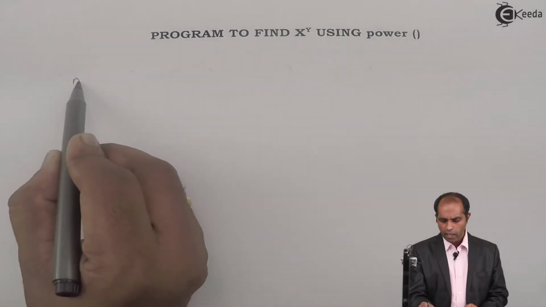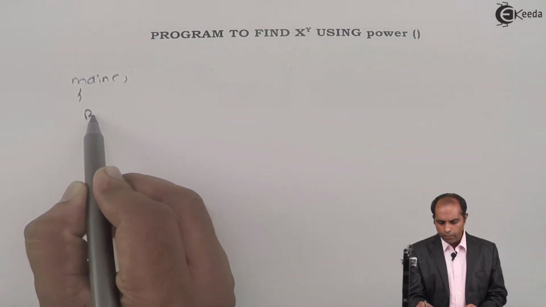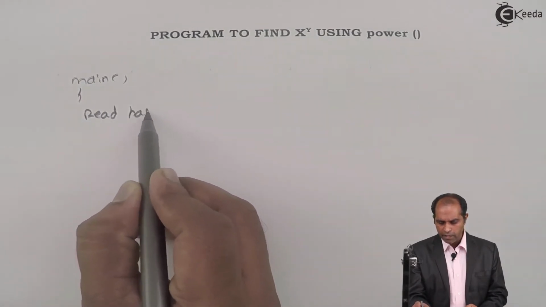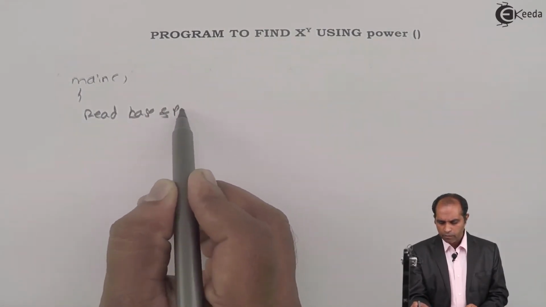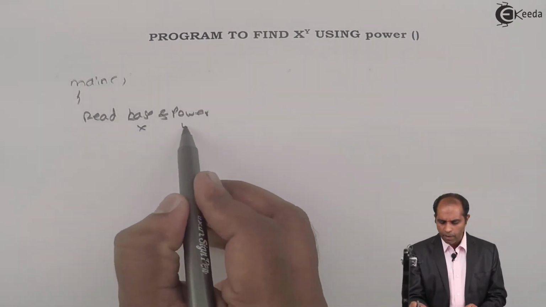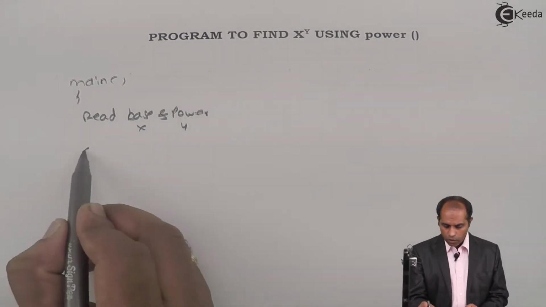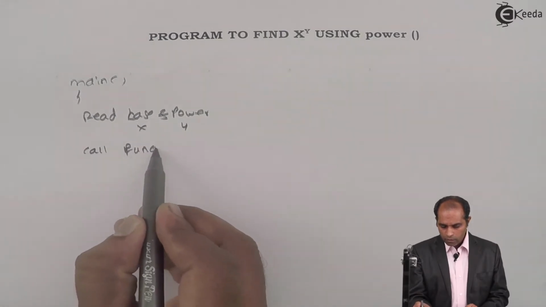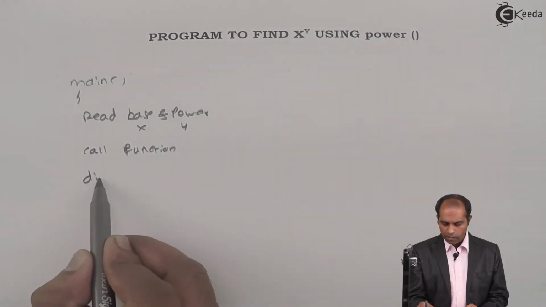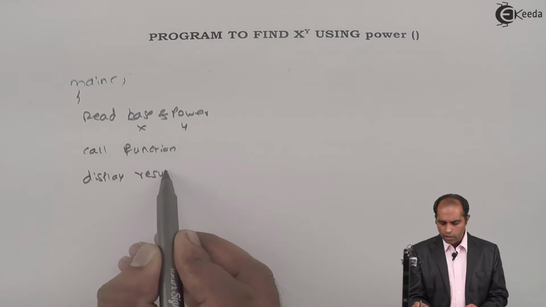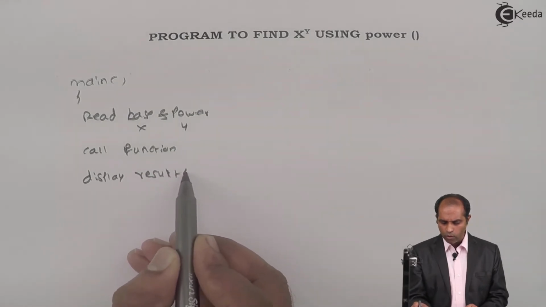So in our main, I'll have read input. Read base and power. Let's say base as x and power as y. Then you'll call a function. Then you'll display the result. This is the normal layout of the code.